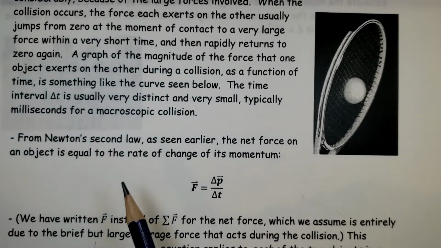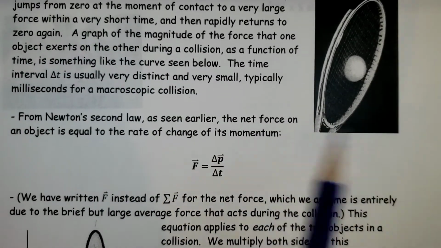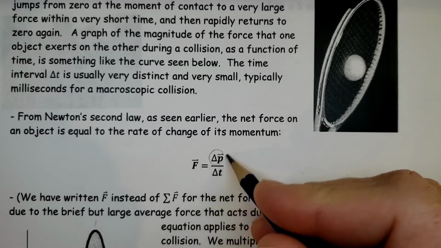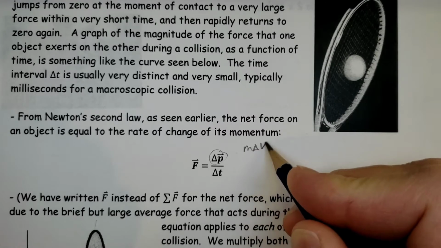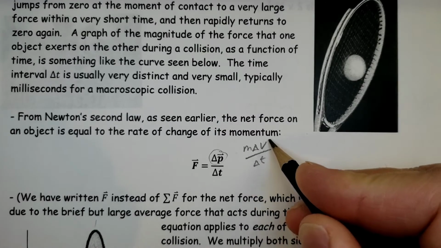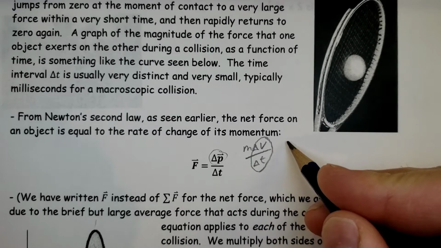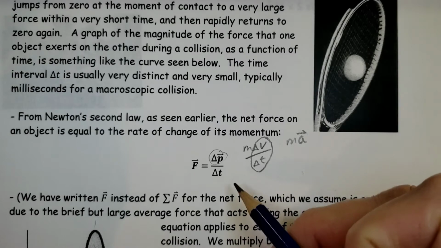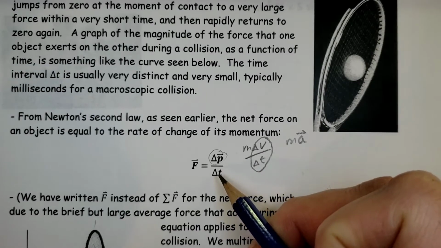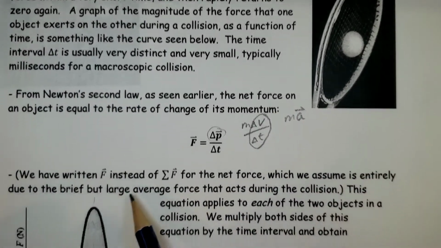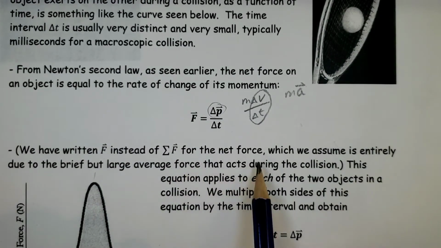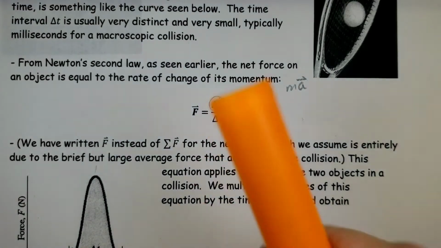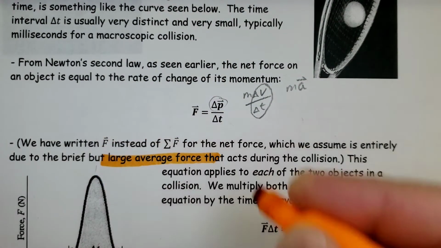By Newton's second law, as seen earlier, the net force on an object is equal to the rate of change in momentum. And remember, delta P is m delta V, and change in V over change in t is really acceleration. So really this is the F equals ma equation, but illustrated in terms of change in momentum. We write F instead of sum of F for the net force, which we assume is entirely due to the brief but large average force that acts during the collision.